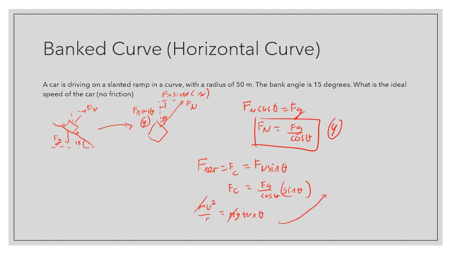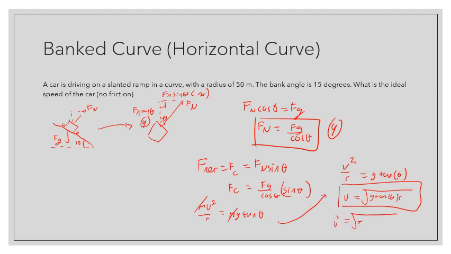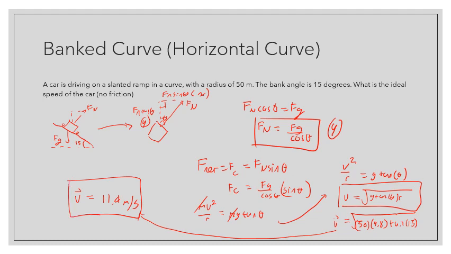So we have v squared over r is equal to g tan theta. So v is equal to the square root of g tan theta times r. The velocity is equal to the square root of 50 times 9.8 times tan of 15. That means the velocity is equal to 11.4 meters per second. And in questions like this, the direction is typically not needed.